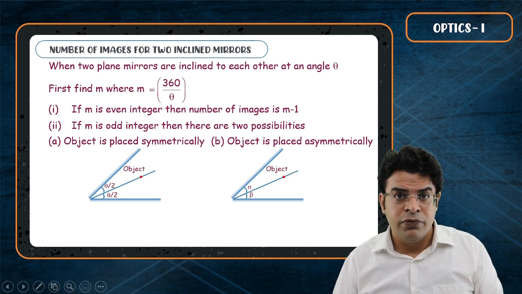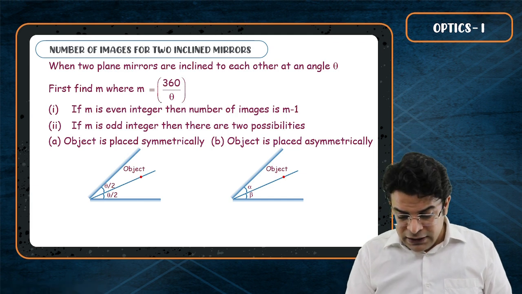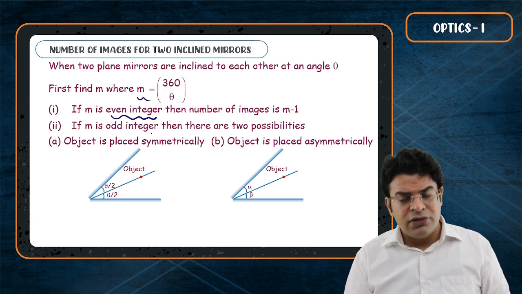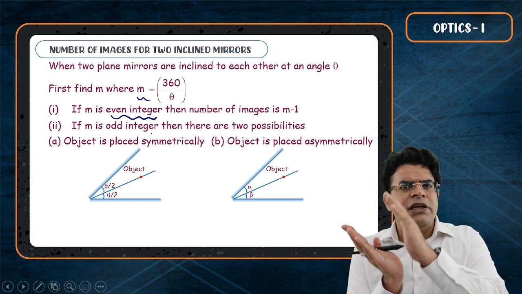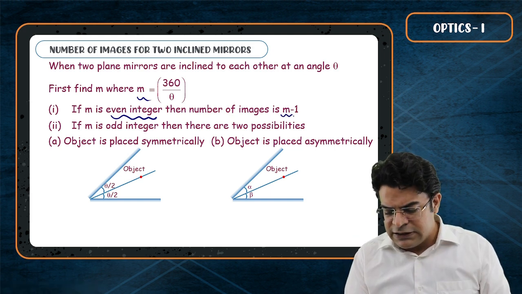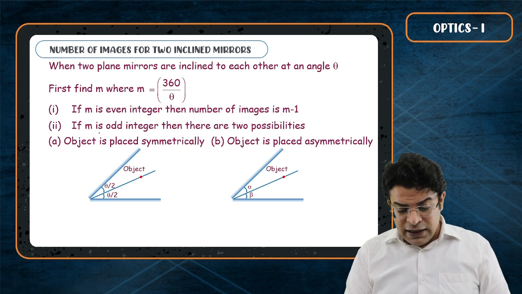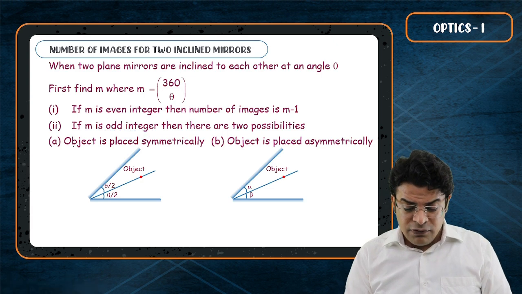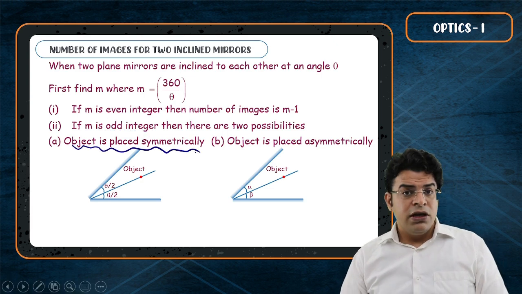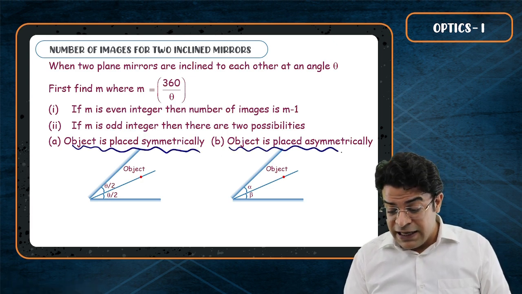different results. So if you get m as even integer, then irrespective of the position of the object between the plane mirrors, the number of images is m minus 1. If you get m as odd integer, then there are two cases. Case 1, when the object is placed symmetrically. Case 2, when the object is placed asymmetrically.